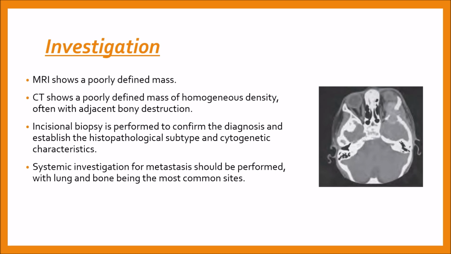MRI shows a poorly defined mass. CT also shows a poorly defined mass of homogeneous density, often with adjacent bony destruction. As it is shown here in the picture, you can see an irregular mass and with this bony destruction here in this area.